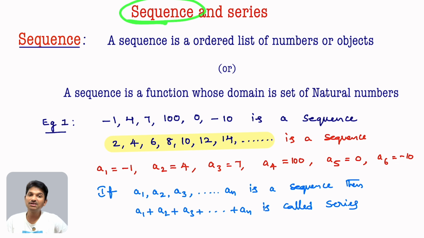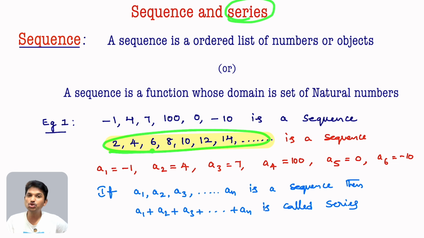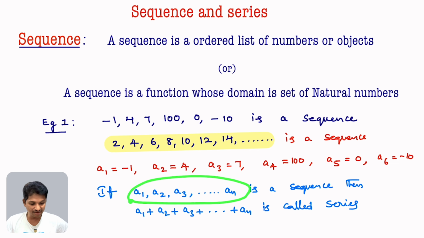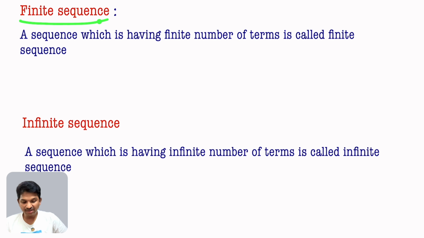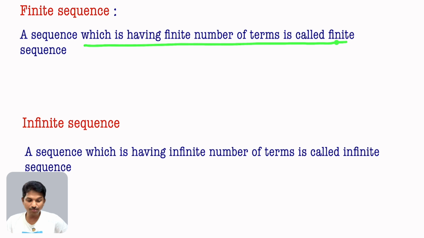Sequence is an ordered list of numbers, or sequence is a function whose domain is set of natural numbers. What is series? You take any sequence, the summation of all those numbers is called a series. Here this is a sequence, and the summation of all those numbers is called a series, right? Okay, next, what is finite sequence? A sequence which has a finite number of terms is called a finite sequence. Simple thing.